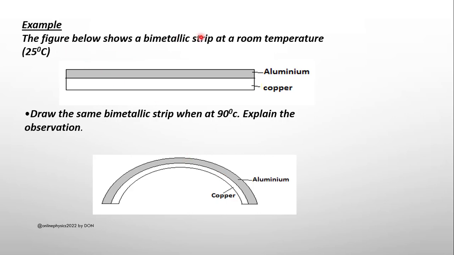Still, we have the figure below showing a bimetallic strip at room temperature. We have now aluminium and copper. We want to draw the bimetallic strip when at 90 degrees.